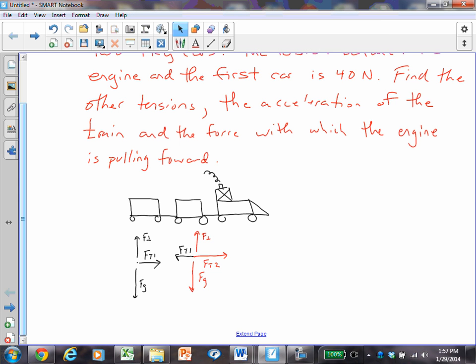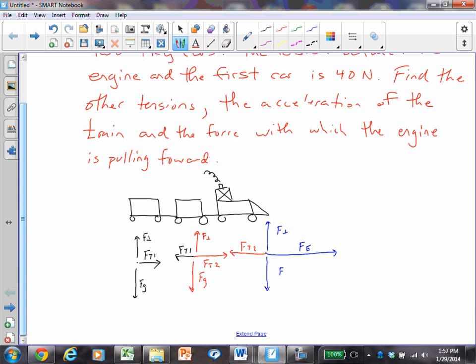And then the final engine, on the engine, you also have FT2. That's backwards, back on it. But you have the engine force, F perpendicular, and FG. Make sense?